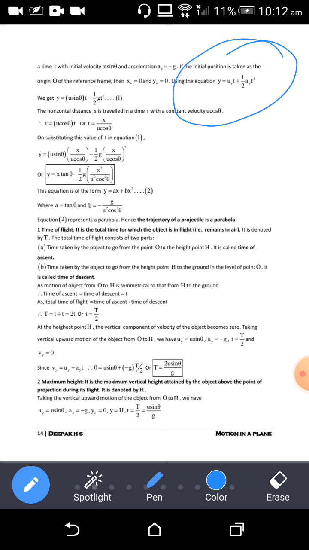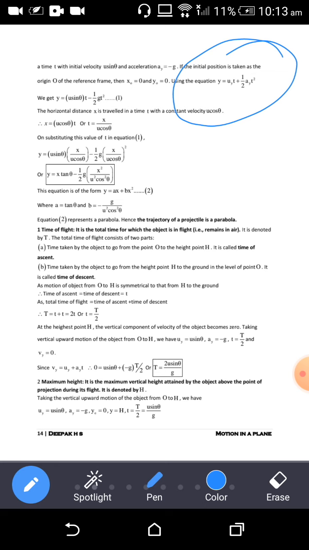Next, coming to the horizontal surface, the horizontal distance x is traveled in a time t with a constant velocity u cos theta. So x is equal to u cos theta into t, because a subscript x is equal to 0. In the absence of air resistance, the velocity along the horizontal component remains the same. That means the body moves with a uniform velocity with respect to the horizontal surface.